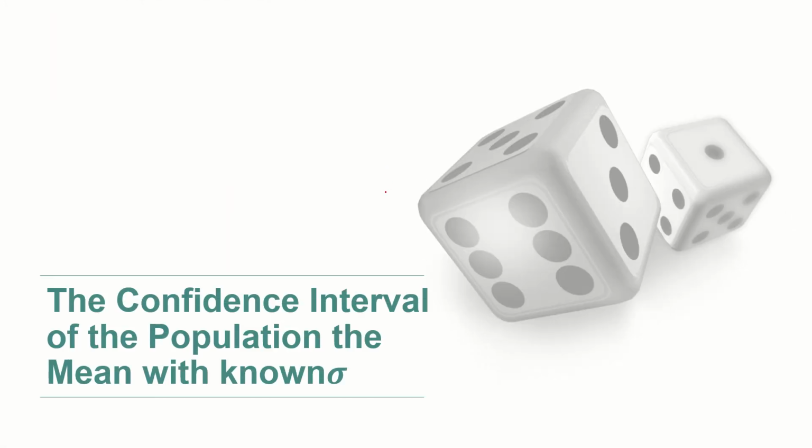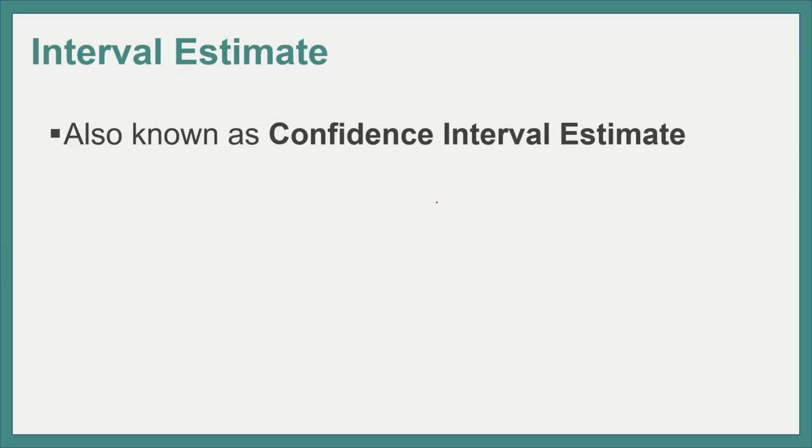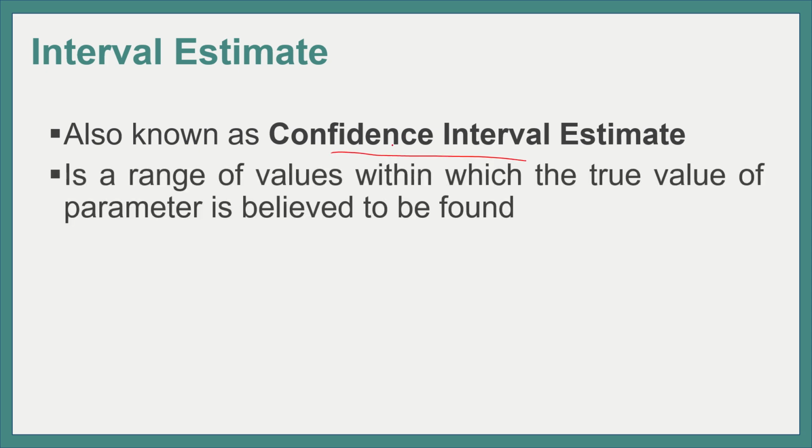So let us first have a short recap on what we have discussed in our previous videos. First, to define interval estimate, this is also known as the confidence interval. It is a range of values within which the true value of a parameter is believed to be found. The true value of a parameter such as the population mean is usually unknown.